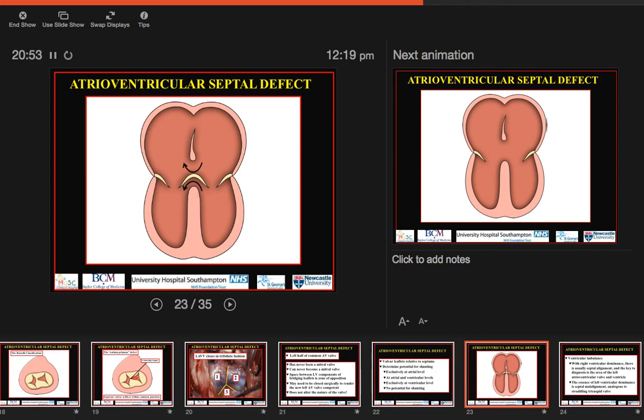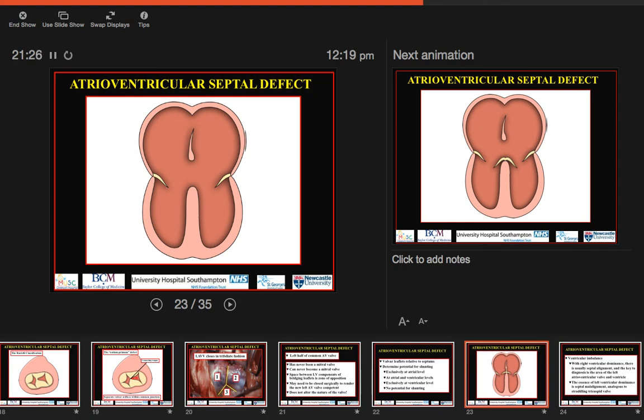So if you're going to take away one thing from what I say to you today, please remember that shunting at atrial or ventricular level through the atrioventricular septal defect is not the same thing as atrial and ventricular septal defects. You'll find the rest of the world describing them as atrial and ventricular septal defects, but they are wrong. So you should be taking the lead in correcting them.